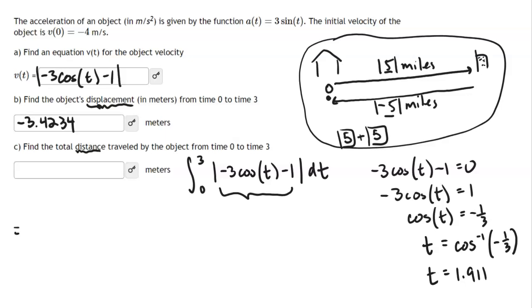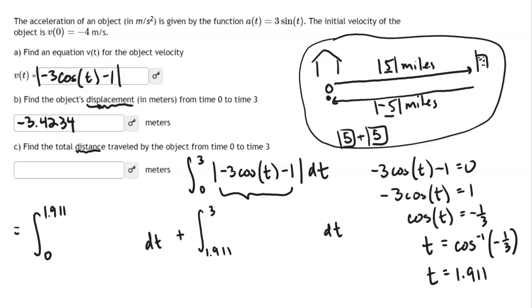So we're going to break this up into two pieces. This is equivalent to saying we're going from 0 to 1.911 of the first part, so I'll just put dt, and from 1.911 to the end, which was 3.